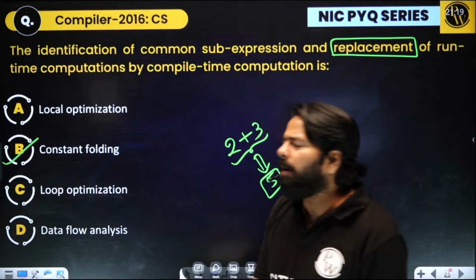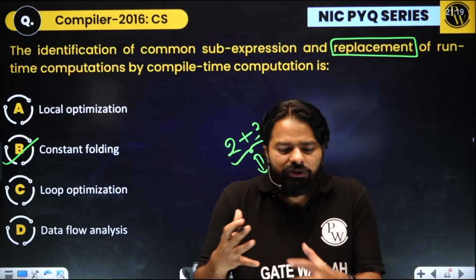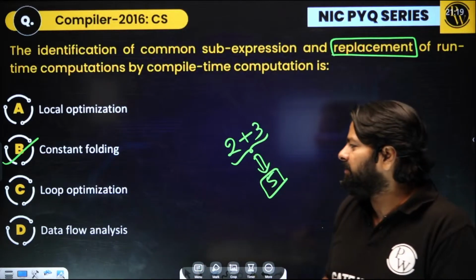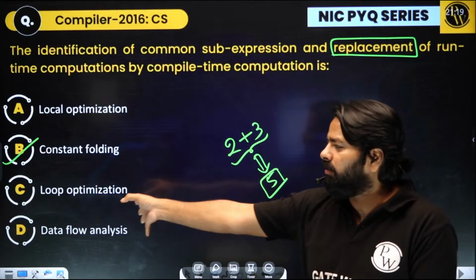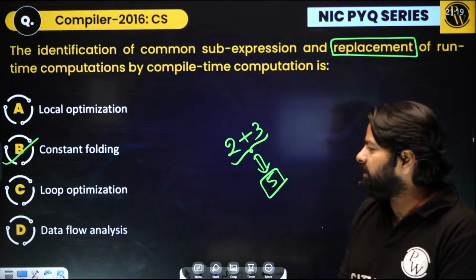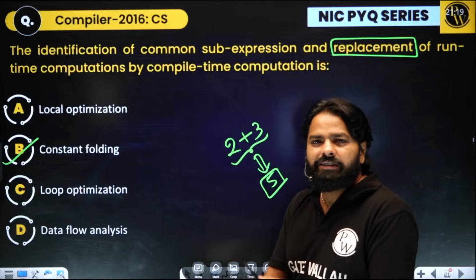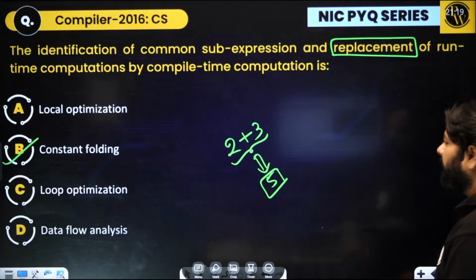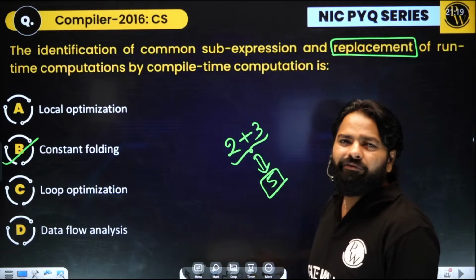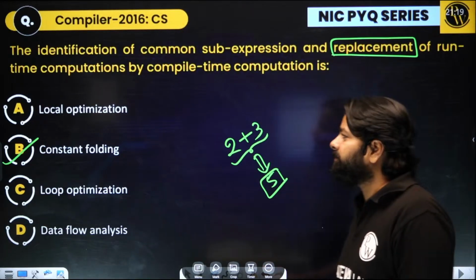Loop optimization, it's code motion. There are many things, but you can't replace the runtime computation with compile time. That's not possible. Data flow analysis, data is important but not the constants there. Like live variables, these are not constants.